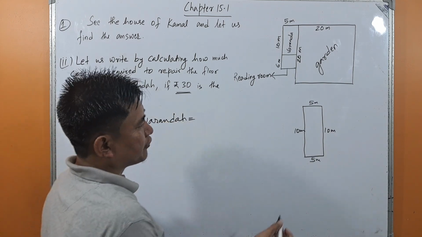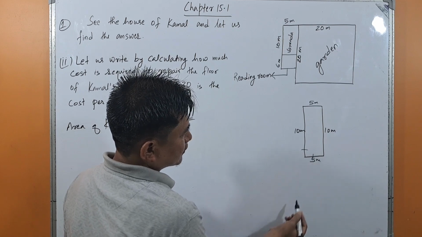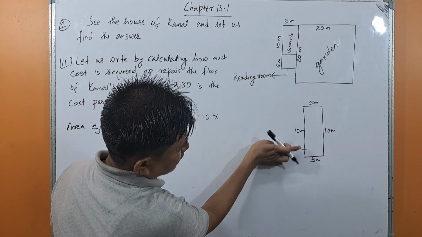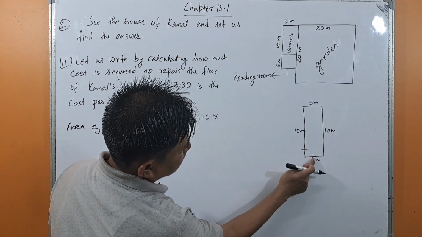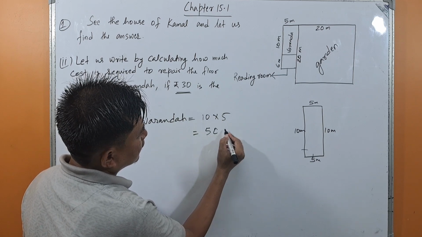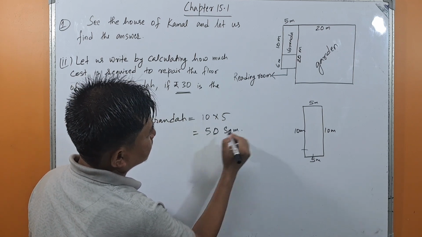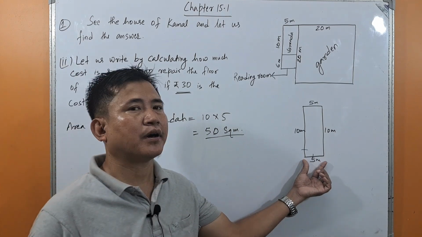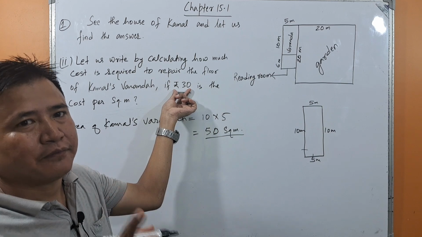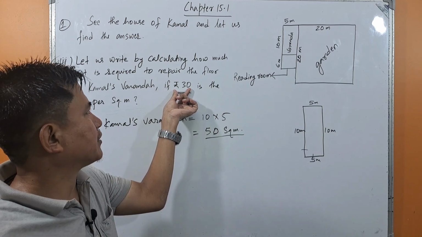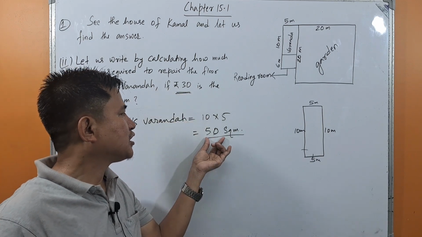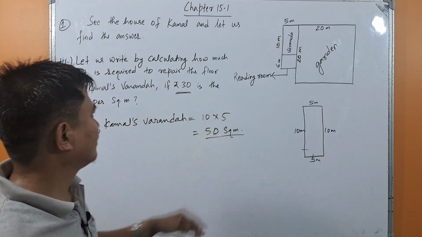equal to, how do we find the area? We simply multiply the adjacent sides, isn't it? So length, that is 10 into breadth, this side into this side, we multiply the adjacent sides. That will give us 10 5s are 50 square meter. So the total area of Kamal's veranda is 50 square meter. Now the rate is 30 per square meter, isn't it? Rupees 30 per square meter. That means to repair 1 square meter, rupees 30 is required. So to repair this much area, how much money is required?